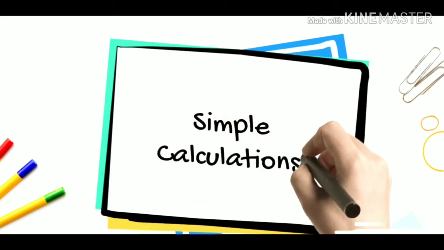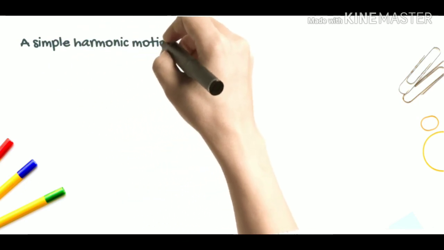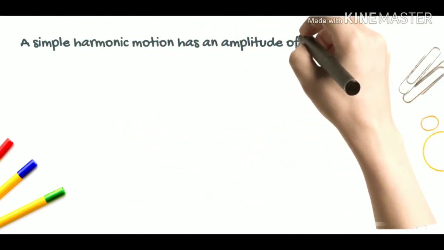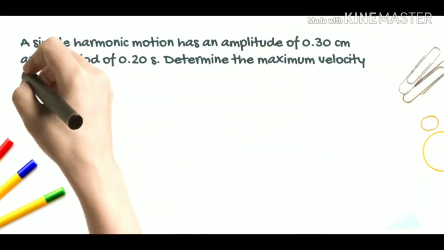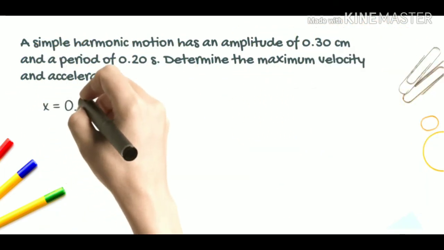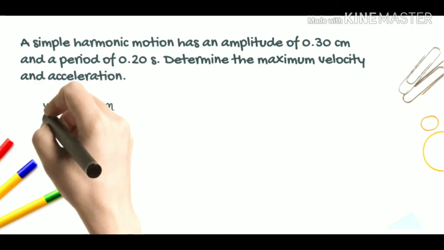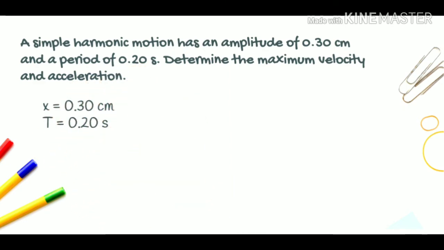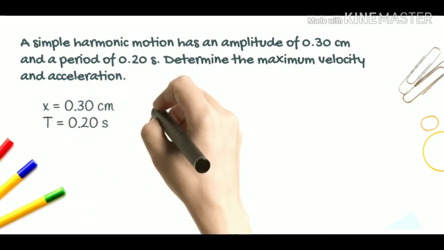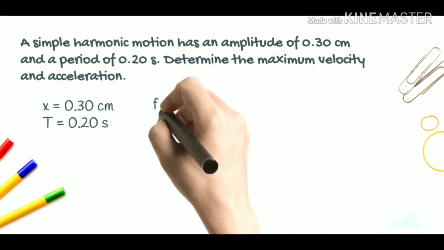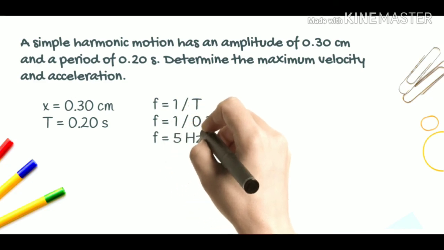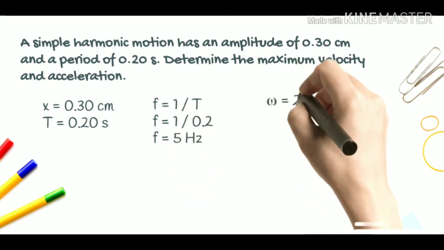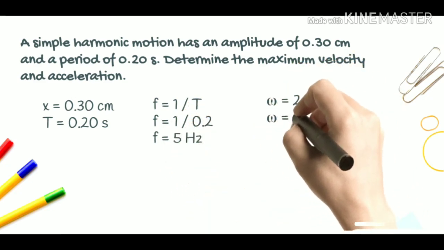Simple calculation. A simple harmonic motion has an amplitude of 0.3 cm and a period of 0.2 second. Determine the maximum velocity and acceleration. X equals 0.3 cm, T equals 0.2 second. Using f equals 1 over T, we get f equals 5 Hz. Omega equals 2 pi f, then we get omega equals 31.42 radian per second.